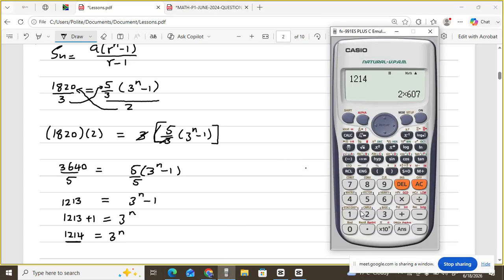Let me first say 1820, multiply that by 2, 3640, divide that by 5. You see? Now this is how you lose marks in an exam. When I say 3640 divided by 5, you got 1213. Where is that 1213 coming from? Because when I divide this by 5, I get 728. Yes, 728. But you said 1213.